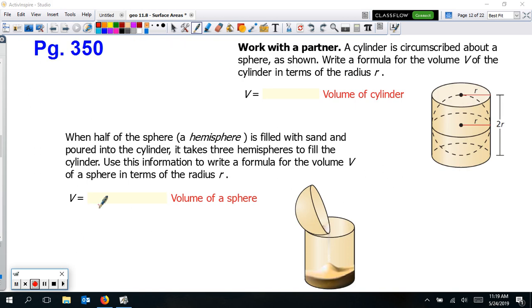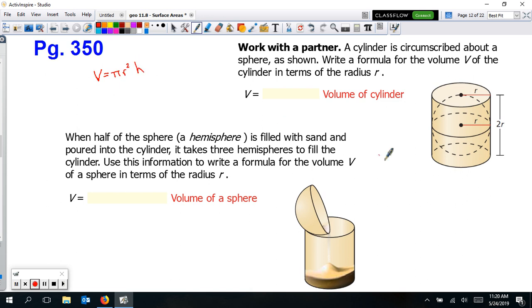Okay, so as we start to get into volume, I wanted to go back to page 350 in your notes and look at these two right here. It says here, a cylinder is circumscribed about a sphere as shown. So you've got the cylinder, and then the sphere is inside the cylinder. It says write a formula for the volume V of the cylinder in terms of the radius r. Remember for the cylinder, it's always base area times height. And remember that's what we see here. So for the volume of a cylinder, it would be pi r squared times the height.